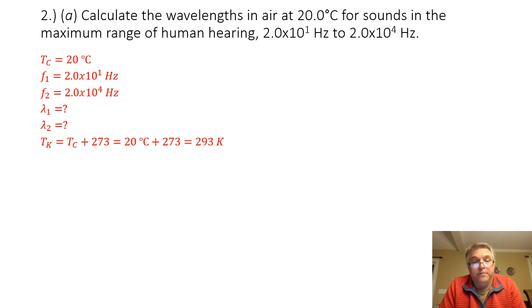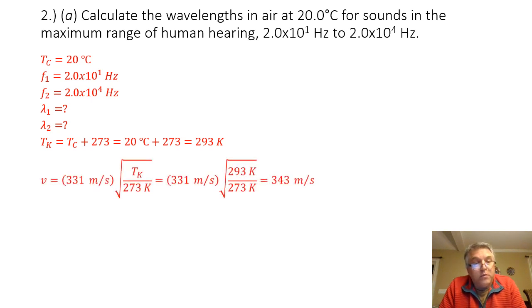293 Kelvin. I can now take that temperature and plug that into my wave speed formula. So my wave speed formula is equal to 331 meters per second. Remember, this 331 meters per second is the speed of a sound wave at 0 degrees Celsius. So that times the square root of my temperature in Kelvin divided by 273 Kelvin.